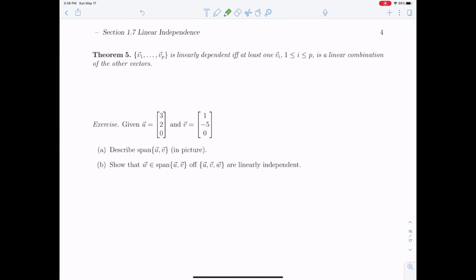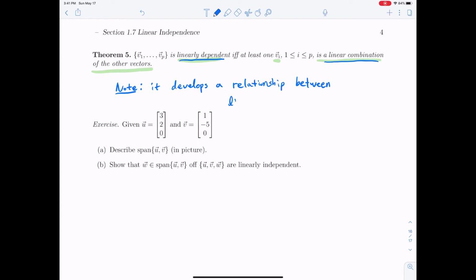So here's a theorem that states that the given set of vectors is linearly dependent if and only if there is at least one v sub i that is a linear combination of the other vectors. So here, the theorem is about linear dependence and linear combinations of vectors. So the theorem develops a relationship between linear independence, linear combination and span.